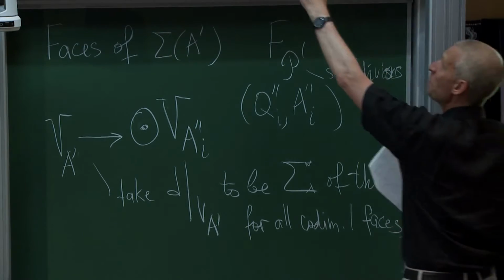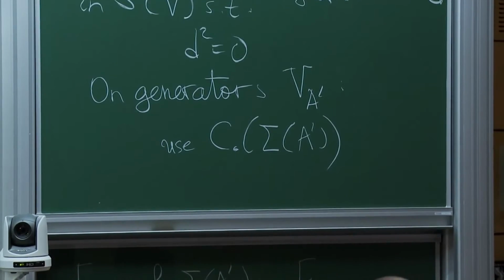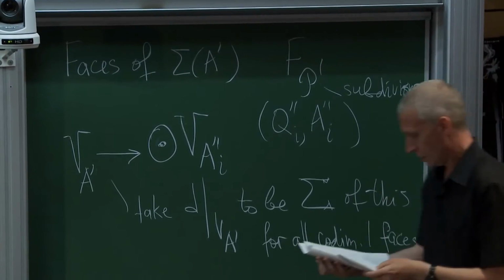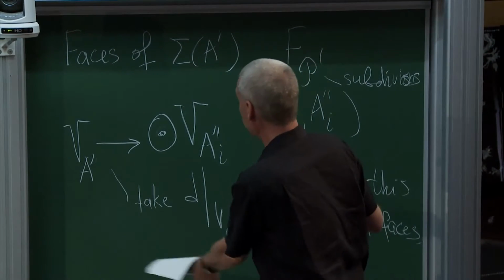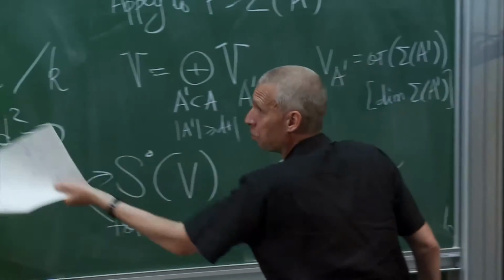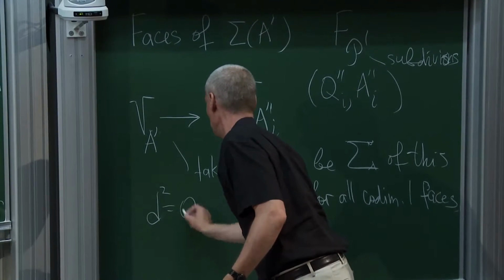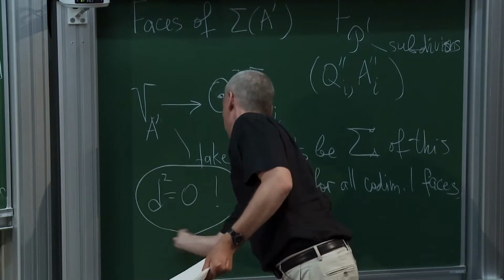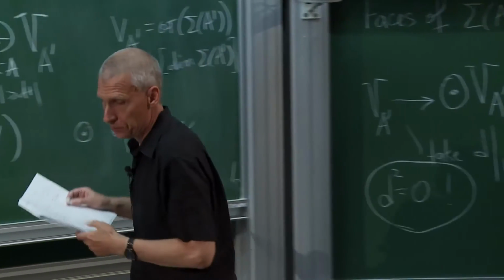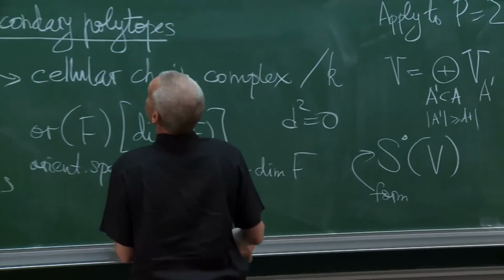So we patch together. For every generator, we consider its own secondary polytope and use a piece of its chain complex. And then it is clear that d squared equals 0, just because for every polytope, d squared equals 0.